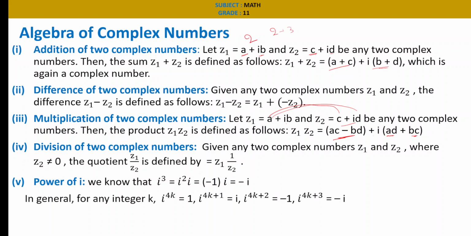In general, for any integer k, i power 4k is equal to 1. Why? Because when we multiply i into i, that is i square, i square is minus 1. Again, minus 1 into minus 1 is plus 1. Therefore, i power 4k is equal to 1. Similarly, i power 4k plus 1 is equal to i, 4k plus 2 is minus 1, 4k plus 3 is minus i.